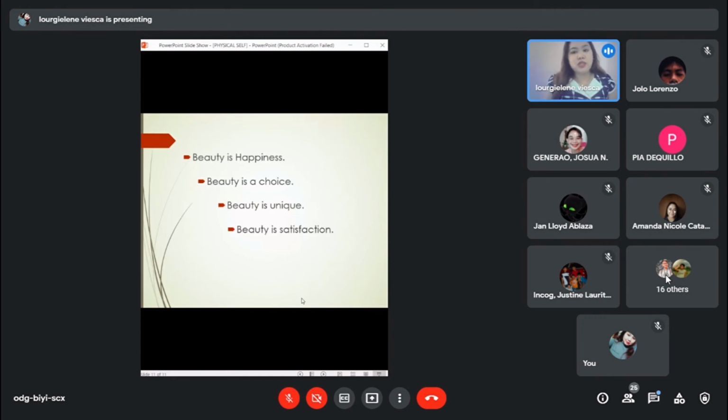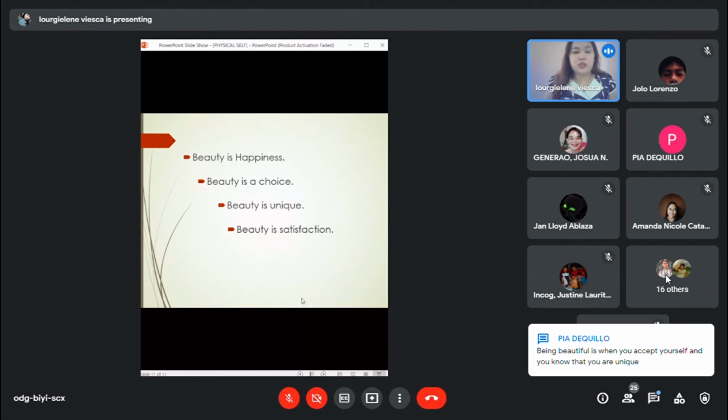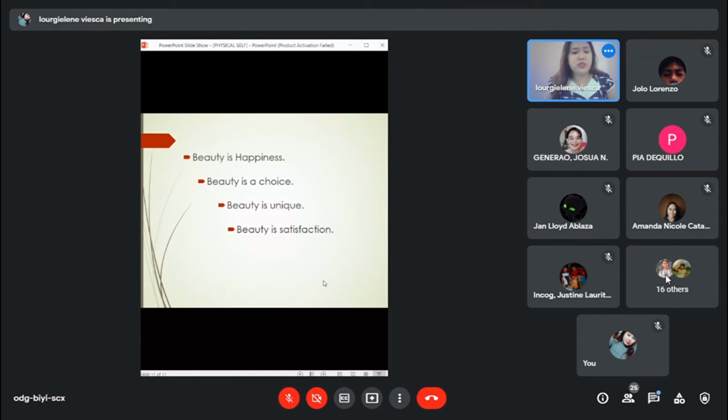Then, beauty is satisfaction. If you are satisfied with yourself and with the things that you have, then I guess that's being beautiful, right? The first thing that we need to have is satisfaction. We need to be satisfied with the things that we have and with our appearances. God created us in a unique way. Even though you have the same name as another person, or the same qualifications or physical appearance, God created us uniquely.